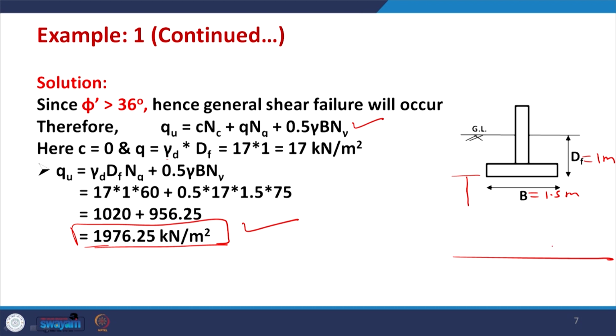Suppose the water table is here, in this case, this depth is greater than B. So, in this case there is no need to apply the correction for water table. But when the water table rises above and goes towards the footing, then what are the corrections?